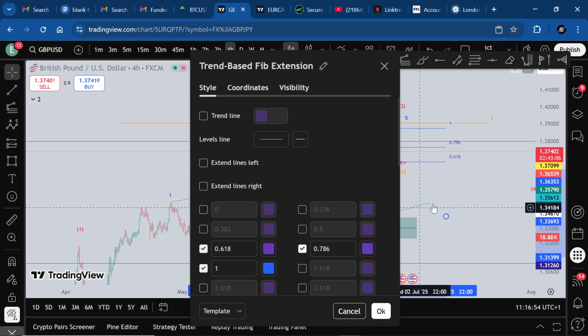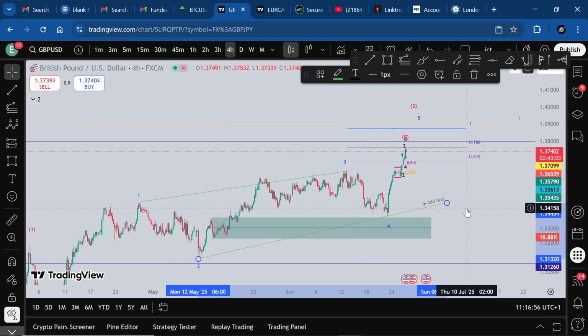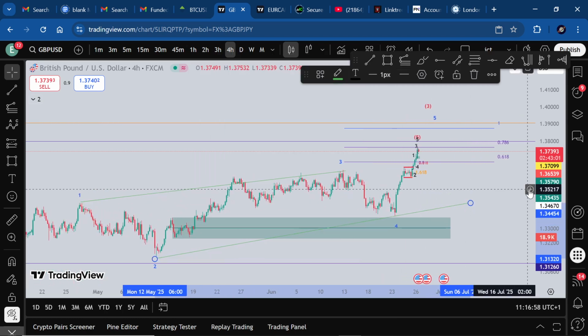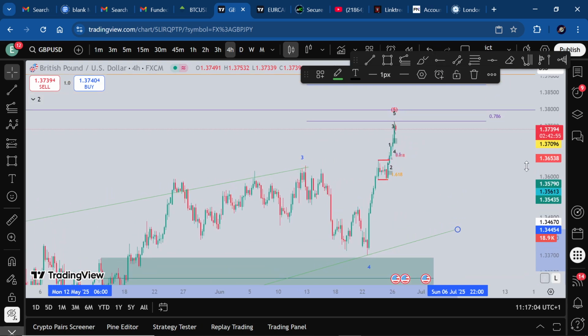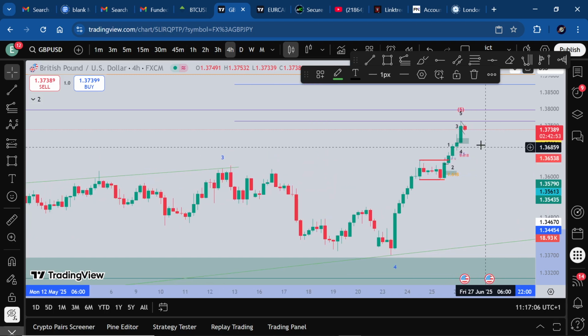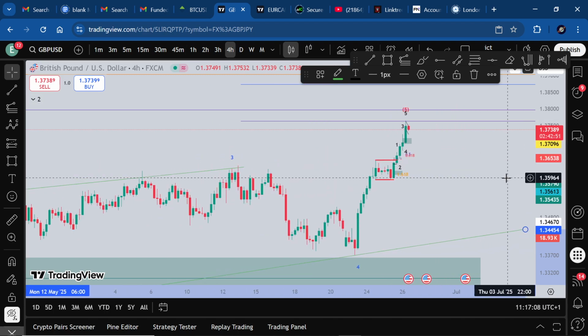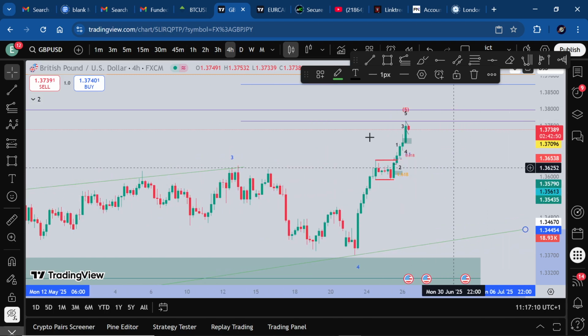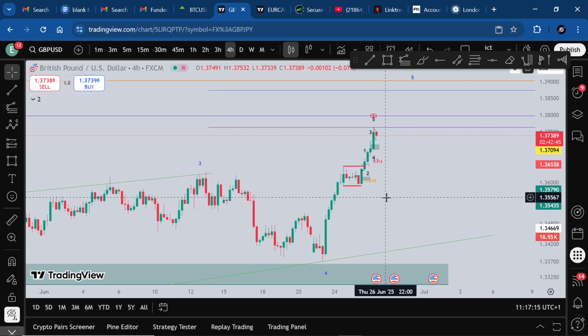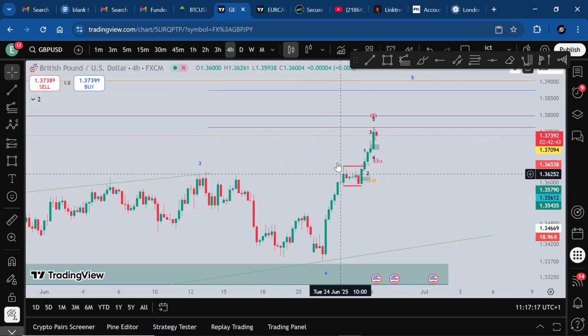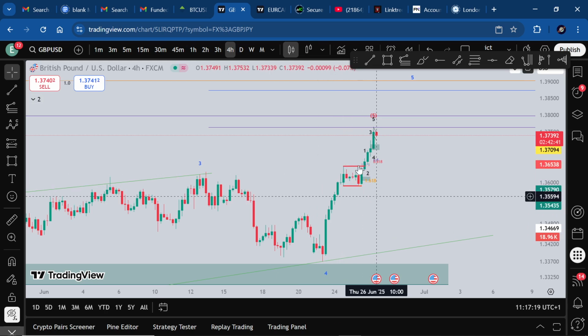The common targets. Right, so now 618 can go. 786 is about to be hit or has been hit. I still expect another push up. So this could be a 5-3-5 zigzag that ends this, okay? This is easily counted as a 5. This is an extremely short retracement for a 2.